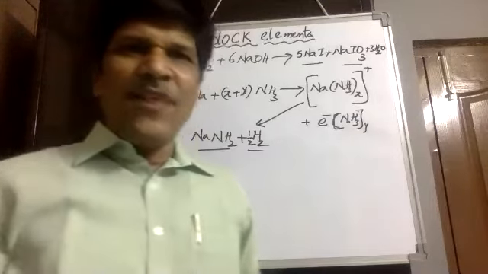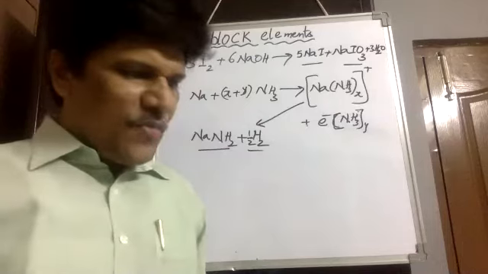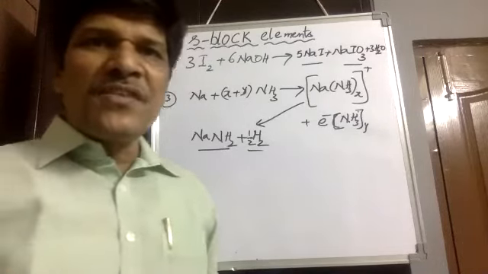Then next, the fourth question: washing soda, that is the formula Na2CO3·10H2O. Option B is correct for the fourth question.